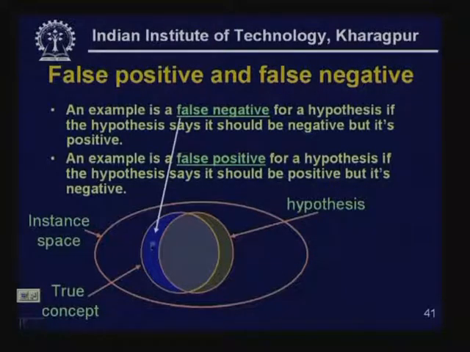An example is a false negative for a hypothesis if the hypothesis says it would be negative, but it is actually positive. An example is a false positive for a hypothesis if the hypothesis says it should be positive, but it is negative. Okay. This big thing is the instance space. All the instances are here, and this is a particular concept. Inside the circle we have positive examples, outside the circle we have negative examples. This other circle is your hypothesis.